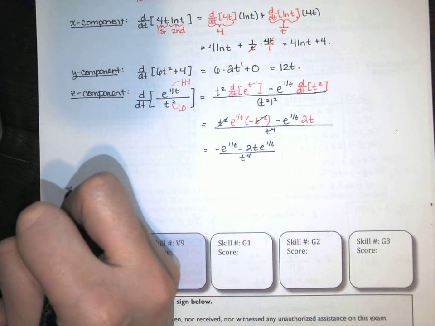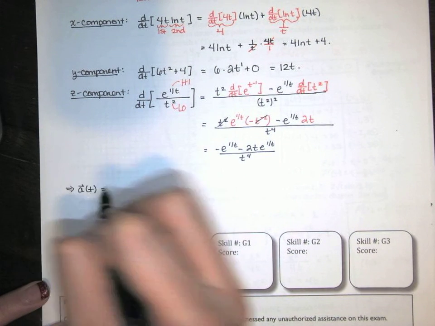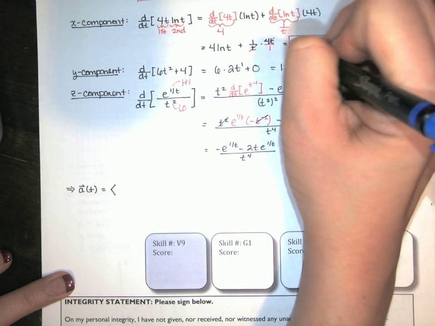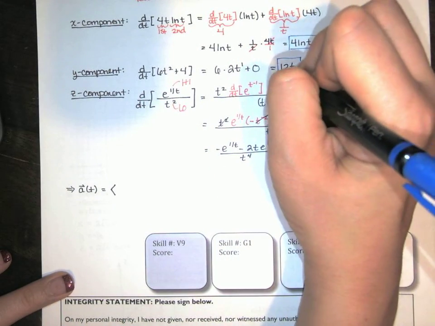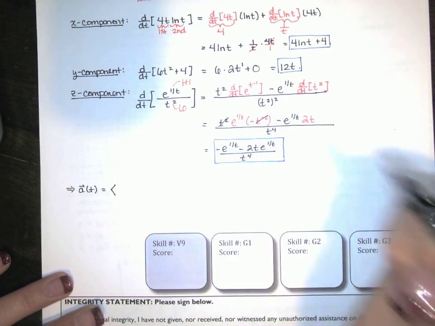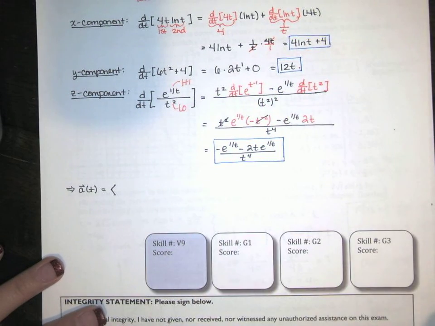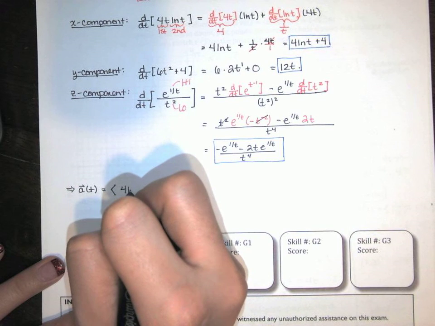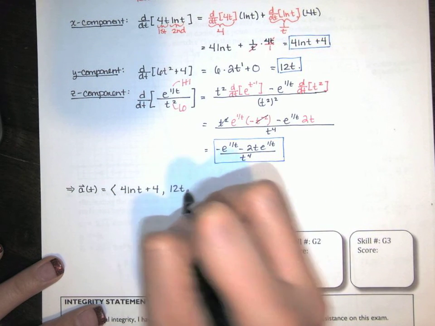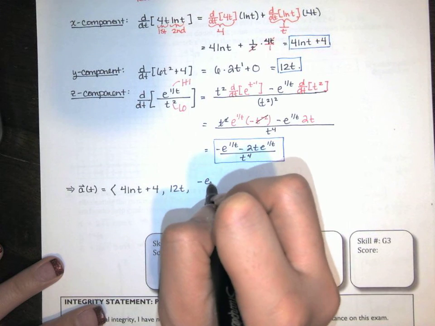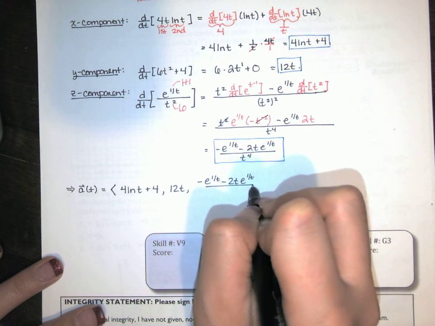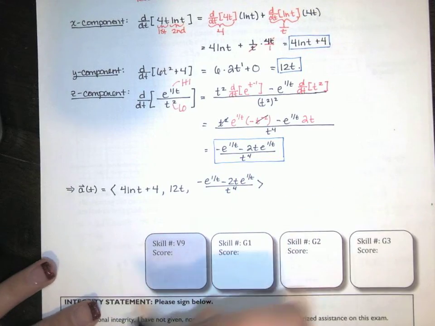And then just put all your pieces together in your acceleration vector. So I need the derivative of the x component, which was right here, times i hat, plus the derivative of the y component, which is right there, times j hat, plus the derivative of the z component, times k hat, and those are just the three parts that I'm going to list in my vector. So I've got 4 natural log of t plus 4 times i hat, plus 2t times j hat, plus negative e to the 1 over t minus 2t times e to the 1 over t all over t to the 4th times k hat. And that's it.